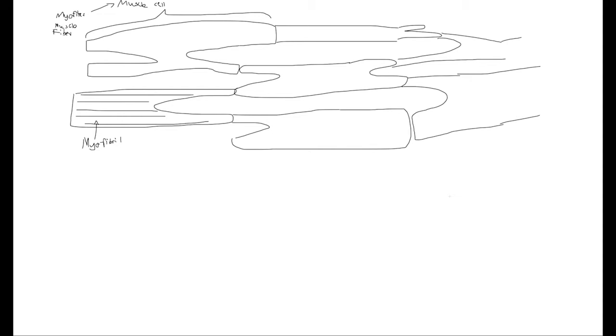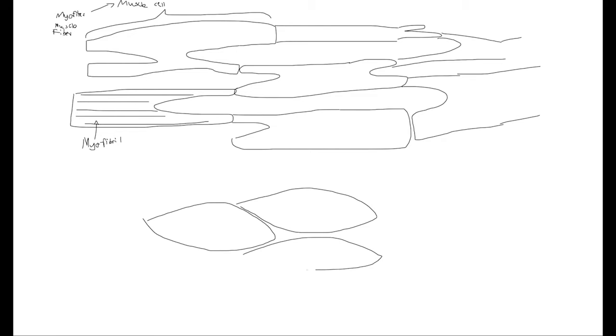Okay, so now let's talk about smooth muscle. So smooth muscle, kind of like this. They'll look kind of like diamonds, almost, like that. It's not a great drawing, so if you want a better drawing, you can look up smooth muscle structure or something like that. And then the same thing for cardiac or skeletal muscle.